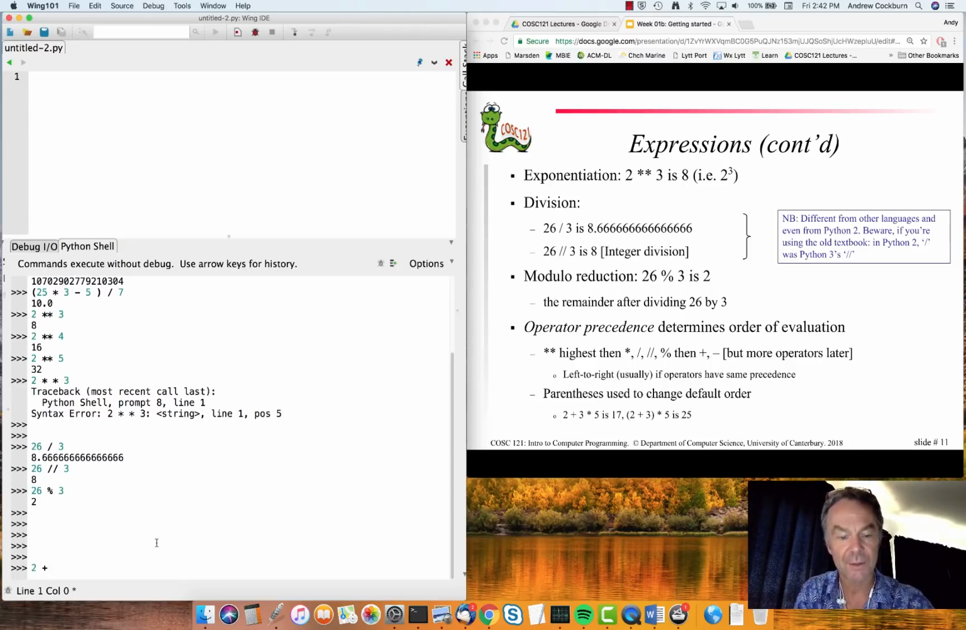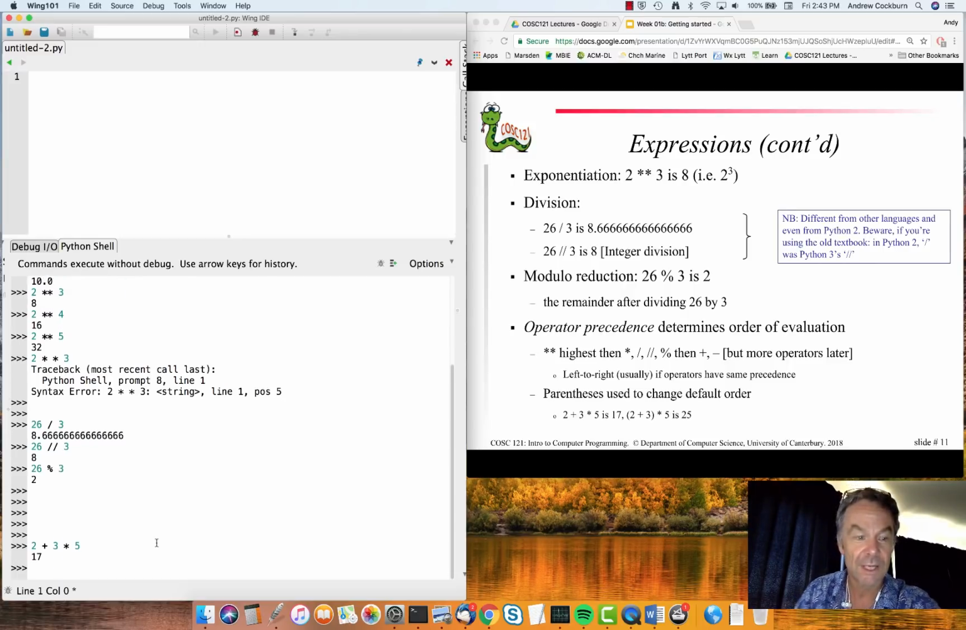implications for us. So as we see down the bottom, 2 plus 3 multiplied by 5, you might want to predict what the answer of that is. You might think that it's going to be 2 plus 3 left to right. Do that computation. That gives us 5 times 5 gives us 25. But that would be wrong. It gives us 17. Why does it give us 17?